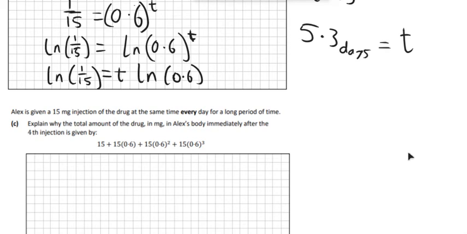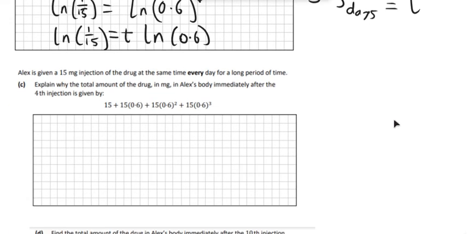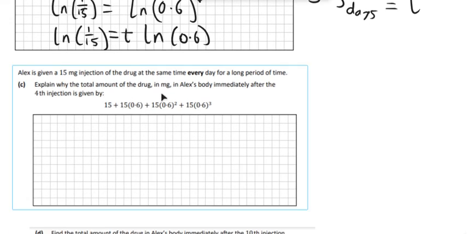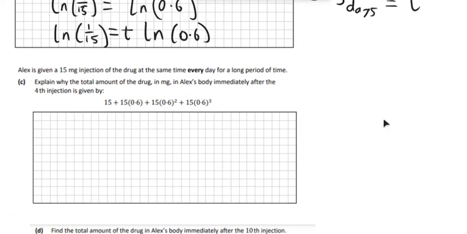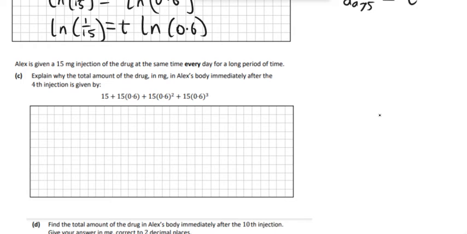Right, so the third part then. Alex is given a 15 megs injection of the drug at the same time every day for a long period of time. Explain why the total amount of the drug in megs in Alex's body immediately after the 4th injection is given. So he's given an injection every day then. So what's going on here is that if that was the first day, well, there's just 15 in his body after the first injection, and then the next one, that'll be the second day.